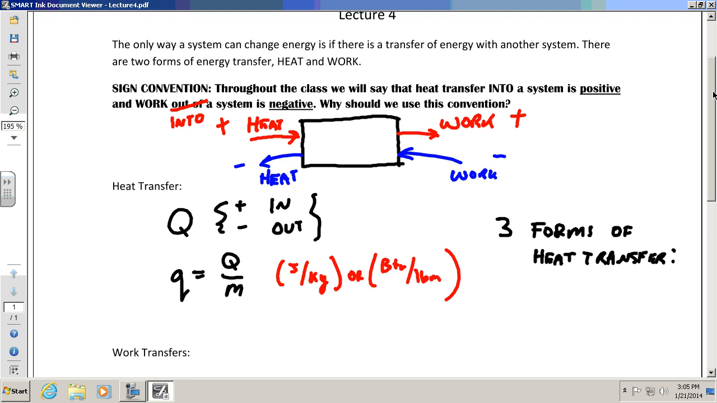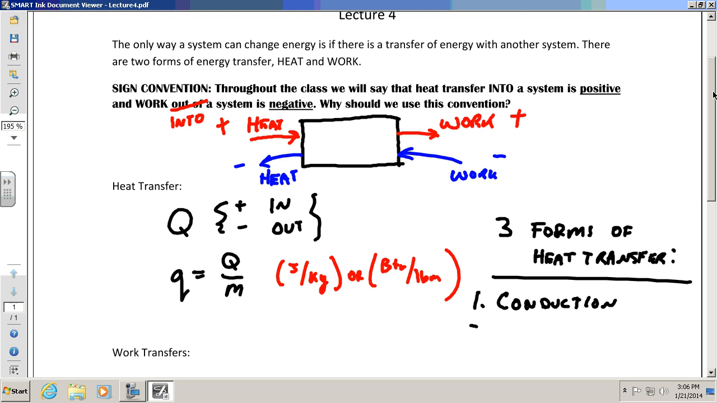Anybody know one of the forms of heat transfer? Conduction. Yeah, that's a good one. Conduction is one form of heat transfer. Conduction occurs when two bodies are in physical contact with each other and heat is transferred from one body to another body. You have to have physical contact to have conduction. It's a direct physical contact between two bodies, one transferring heat into the other one. That's conduction.